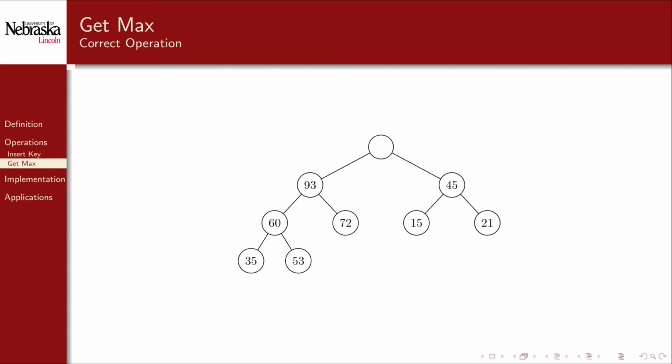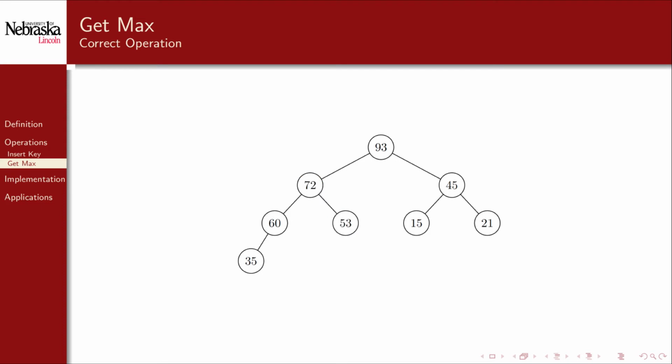We've already removed the root element, so we replace it with the last node, 53, whose node is then removed. The heap property is violated, so we swap with the larger of its two children. The heap property is still violated, so we swap with the larger of its two children.